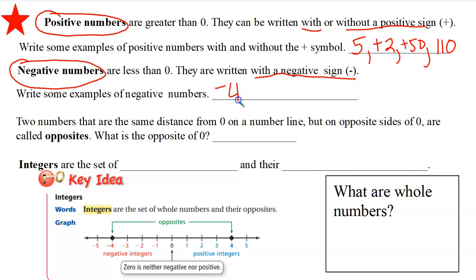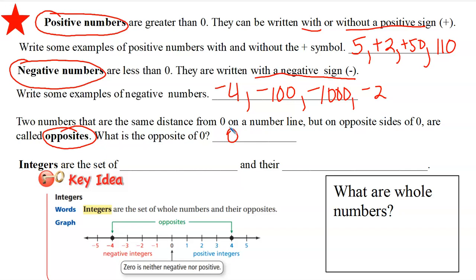So you can talk about negative 4, negative 100, negative 1,000, or maybe just negative 2. Then I'm going to look at a whole number line where we've got opposites, right? We've got positives and negatives. And two numbers that are the same distance from 0 on a number line, but are on opposite sides, are called opposites. What's the opposite of 0? Well, 0 is in the middle, so 0 is technically the opposite of 0.